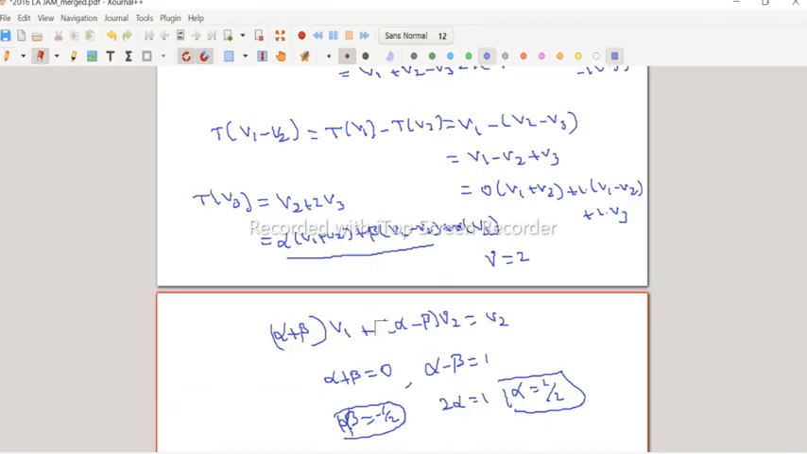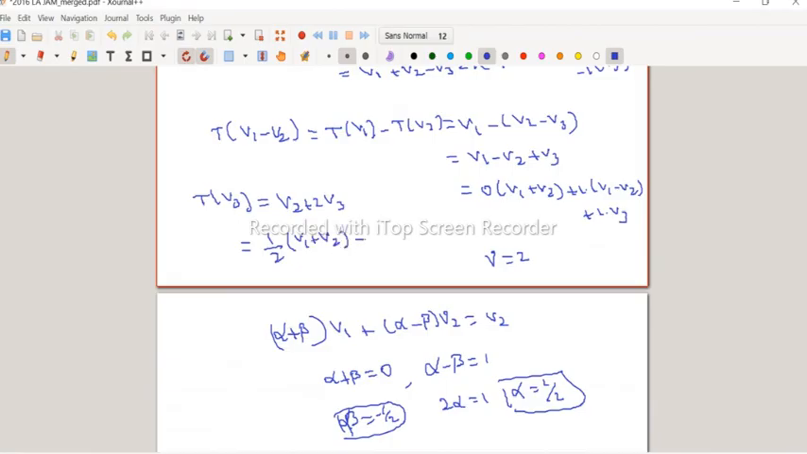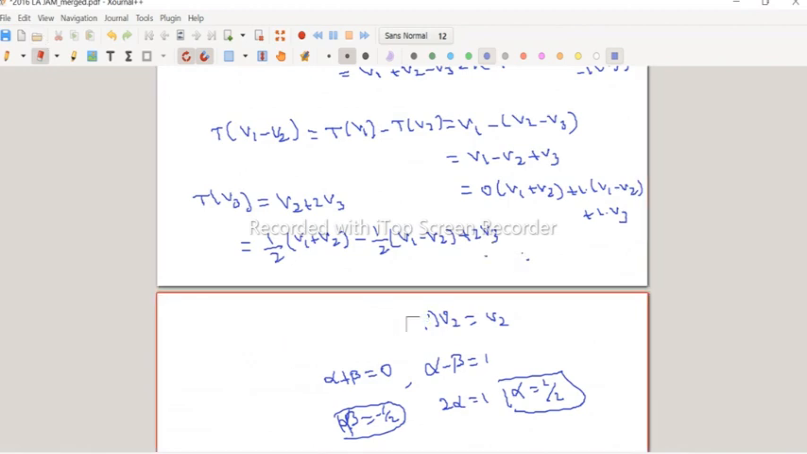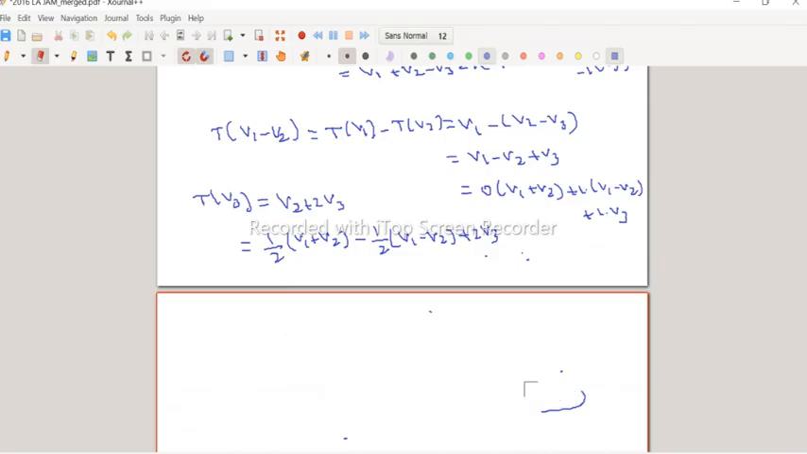Therefore V2 can be written as 1 by 2 times V1 plus V2, minus 1 by 2 times V1 minus V2, plus 2 times V3. Now if you simplify, you will get the answer. Just multiply by 1 by 2 and add: minus 1 by 2 plus 1 by 2 V1, V1 is cancelled, and 1 by 2 V2 plus 1 by 2 V2 gives 1 V2. Good.